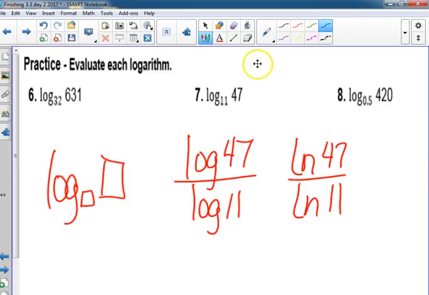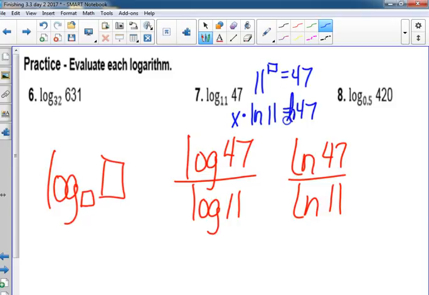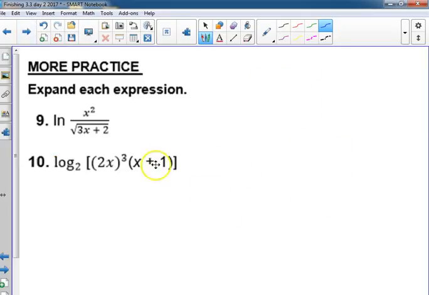Remember, I'm getting too far into this now, but if I rewrote this, remember it's 11 to some power equals 47. And then you can take the LOG of both sides or the LN of both sides, as long as you're doing the same thing to both sides. And then it will be rewritten as X or my box. And so then when I, just kidding. Then when I divide, I get down to this. That's where it came from. All right, moving on to what's actually on the quiz. Well, anybody want to try nine?